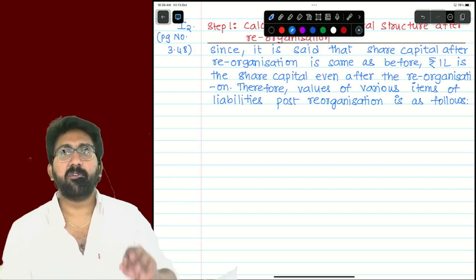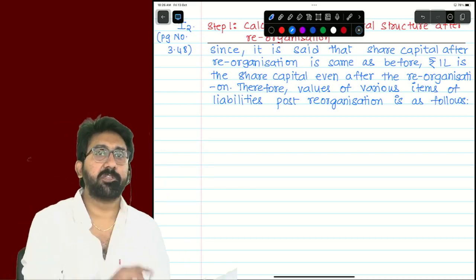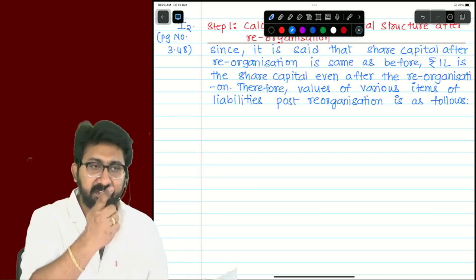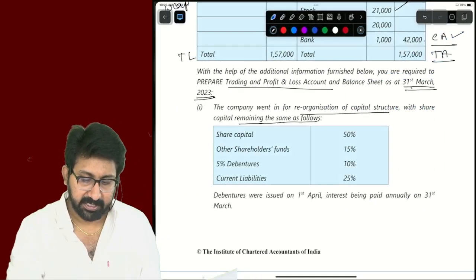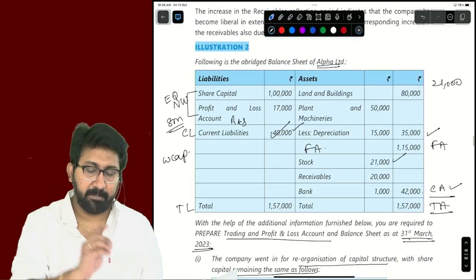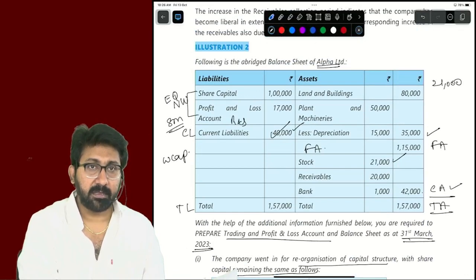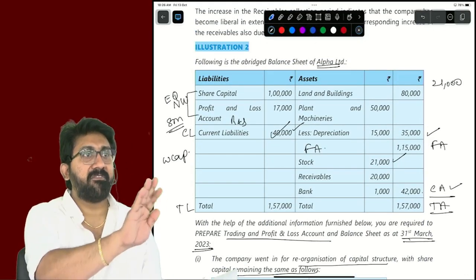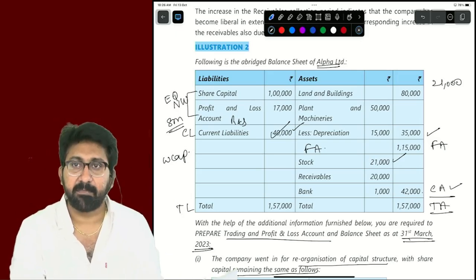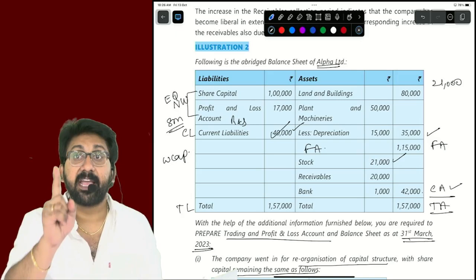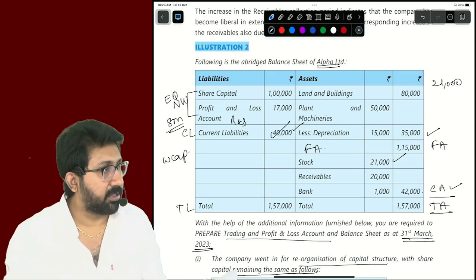First, everyone tell me, did you understand share capital adjustment? Tell me what hint he has given in the question. Share capital is same or different? Same. Company went for reorganization. See the balance sheet once. What is the share capital? 1 lakh. Profit and loss account? Current liabilities? After reorganization, after change in the structure of the company, these numbers are same or different? Different except share capital. That's the hint he is giving. Clear?